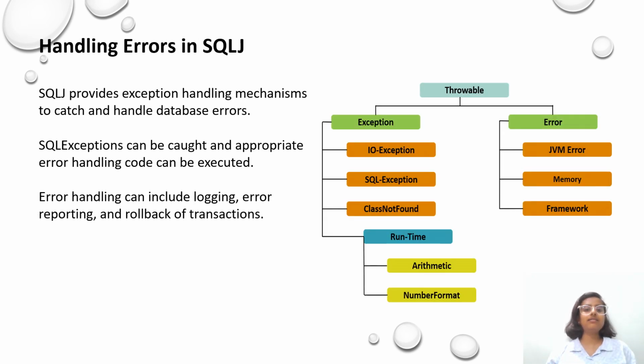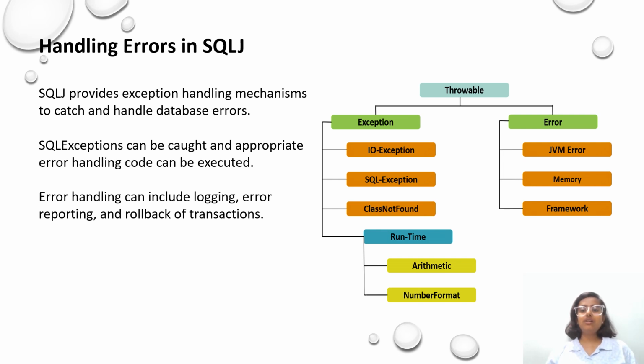Next is handling errors in SQLJ. SQLJ provides exception handling mechanisms to catch and handle database errors. SQL exceptions can be caught and appropriate error handling code can be executed. Error handling can include logging, error reporting, and rollback of transactions.